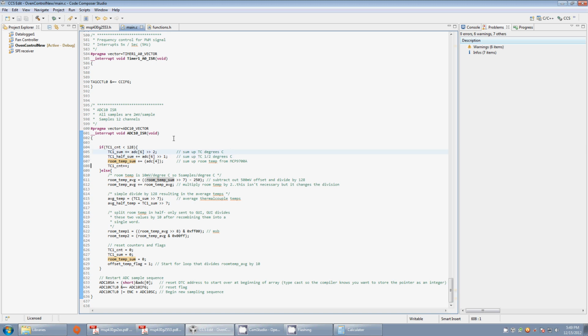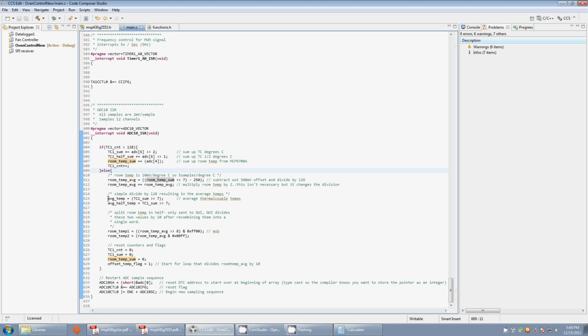Now down here we'll start with room temp average. So our room temperature average is going to be our room temperature sum divided by 128. So this right shift 7 is the same thing as dividing by 128. We shift to the right 7 times, which effectively divides this number by 128. And the reason I picked 2 millivolts per degree C is so I can evenly shift and divide by 2, and I have most of my data in factors of 2.